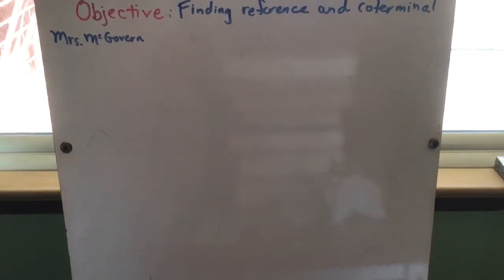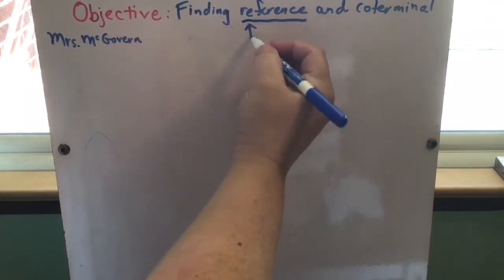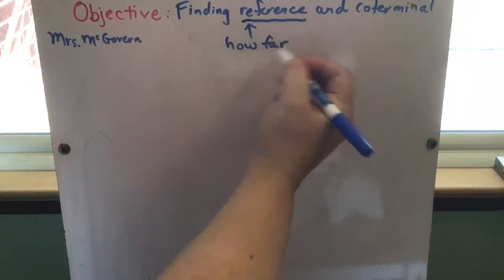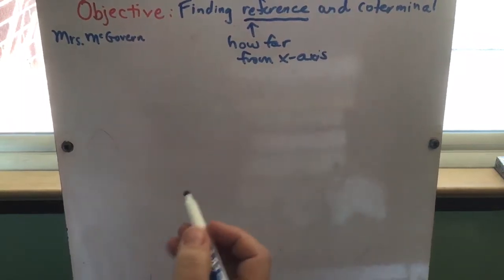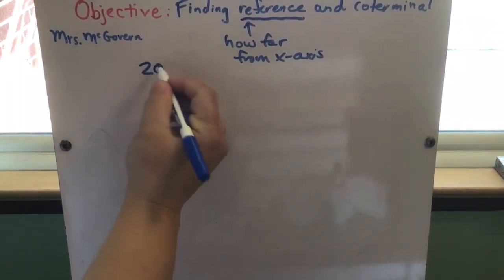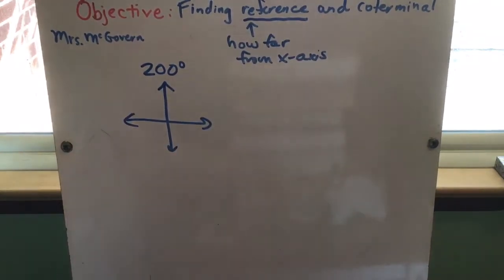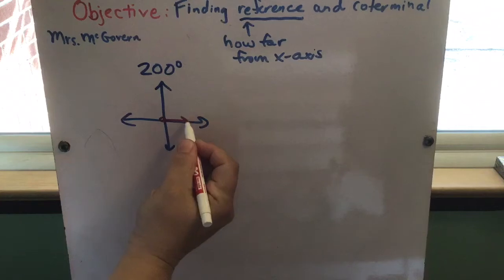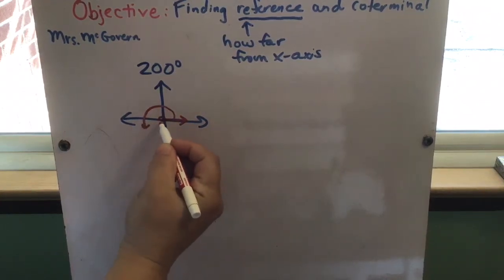After drawing an angle, you're going to need information like what the reference angle is and what coterminal angles there are. Now, a reference angle just tells you how far you are from the x-axis. So if we go to an example like 200 degrees, we already know how to draw it. We start with the positive x-axis and we draw a ray. We go past 90, we go past 180, and how much more are we going?